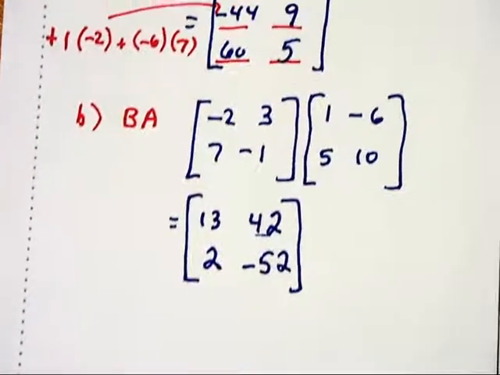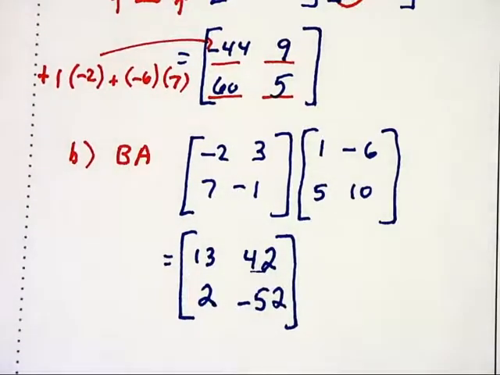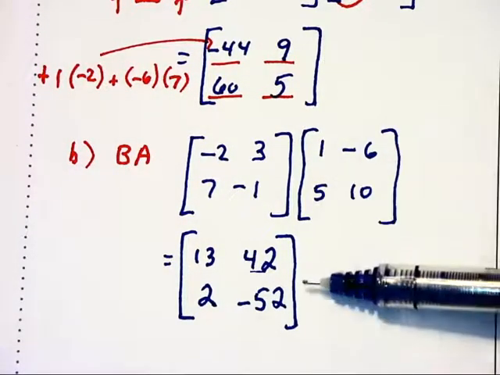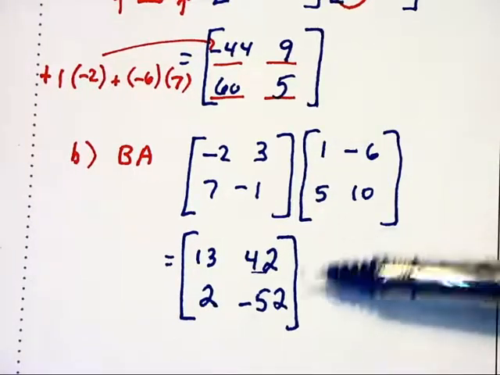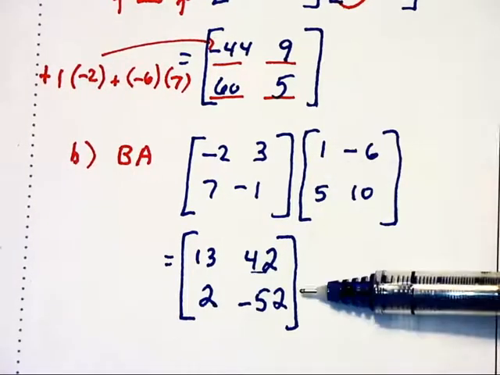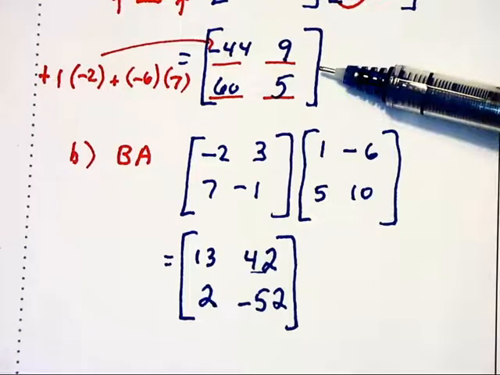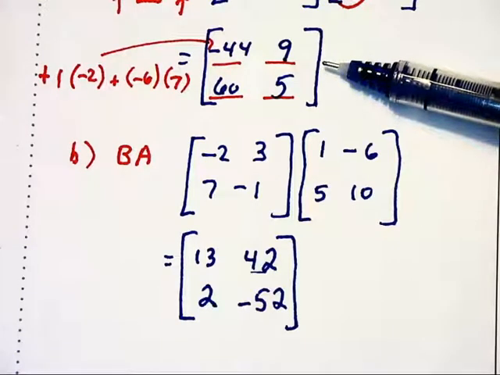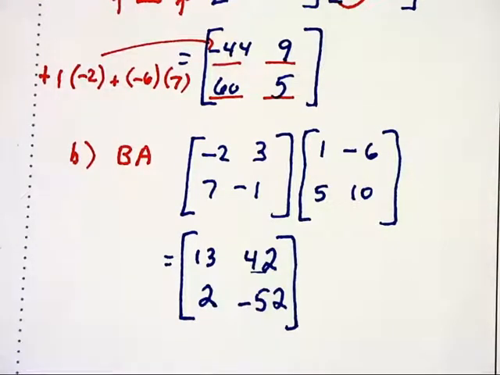Now let's take a look at the last two answers. Here is AB, here is BA. Notice that the multiplication of matrices is not commutative. In other words, you don't get the same answer when you reverse the order.